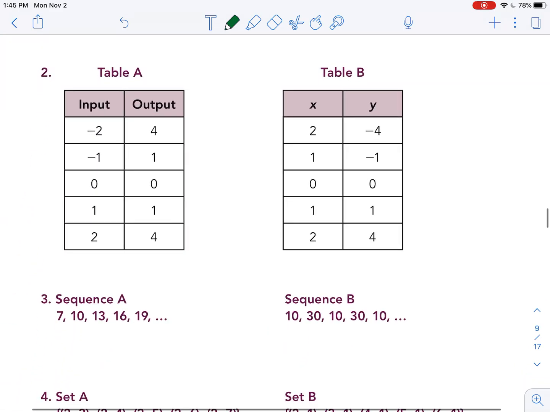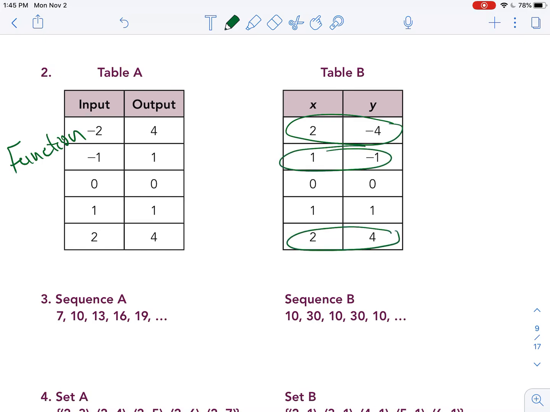Down here, let's see. -2, -1, 0, 1, 2. None of those numbers repeated themselves. So this is a function. This one, if we look at it, 2 goes to -4, 2 goes to 4. 1 goes to -1, 1 goes to 1. This is not a function.